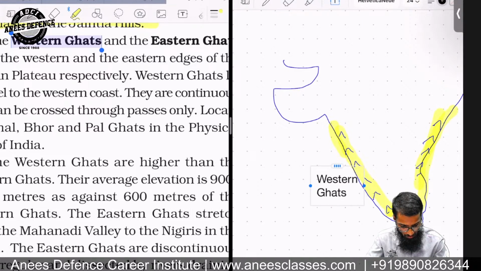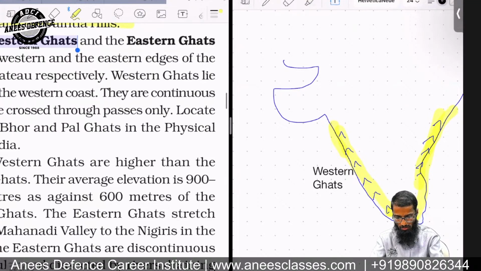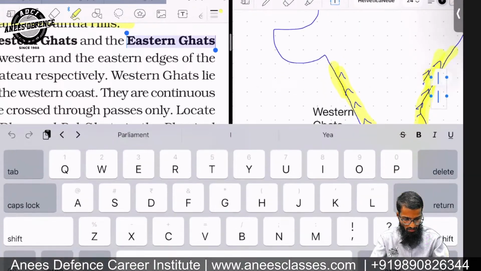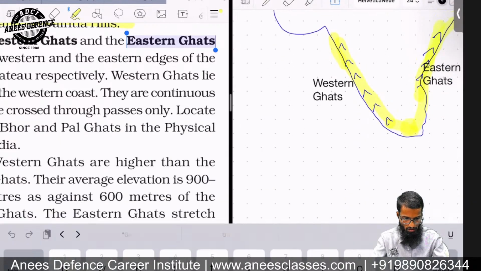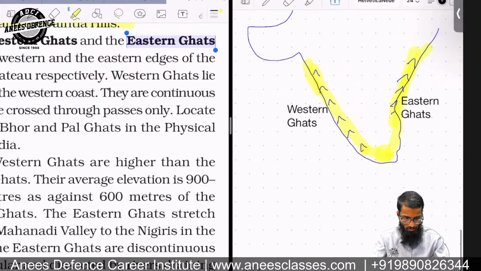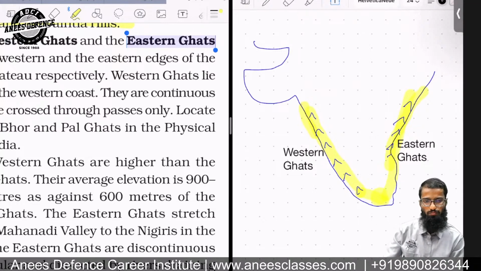So these are the Western Ghats and these are the Eastern Ghats. I will have to paste it here. So this is how the diagram will look. Is it clear?